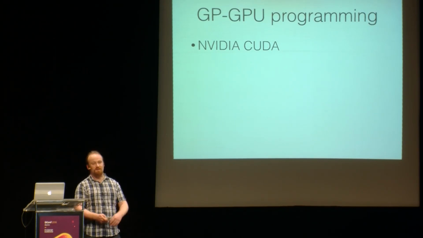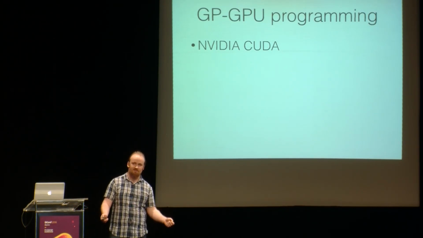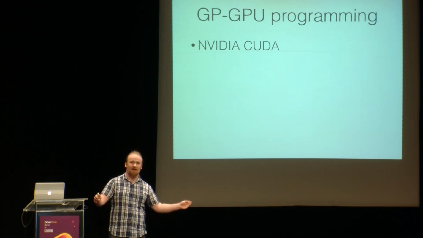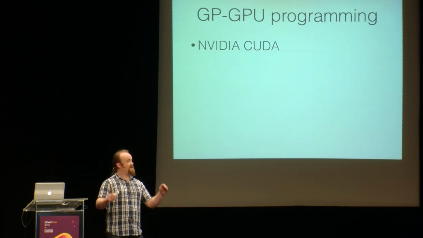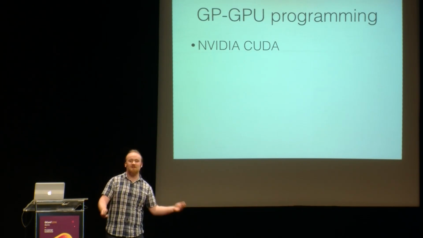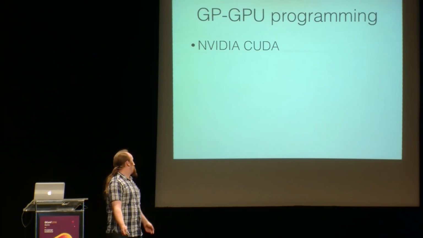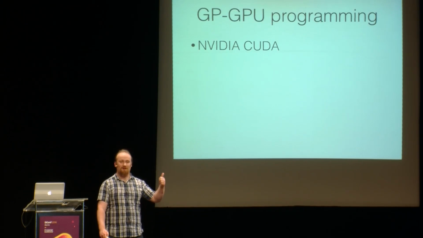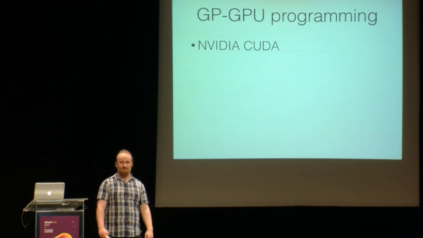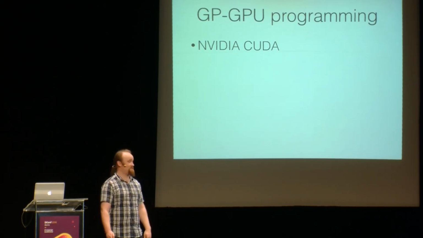So when people build big supercomputers, perhaps not at the very highest end, although sometimes, people put in a bunch of GPU nodes. That's the thing that people do. And it's pretty much always NVIDIA cards. And people pretty much always use CUDA to program them.